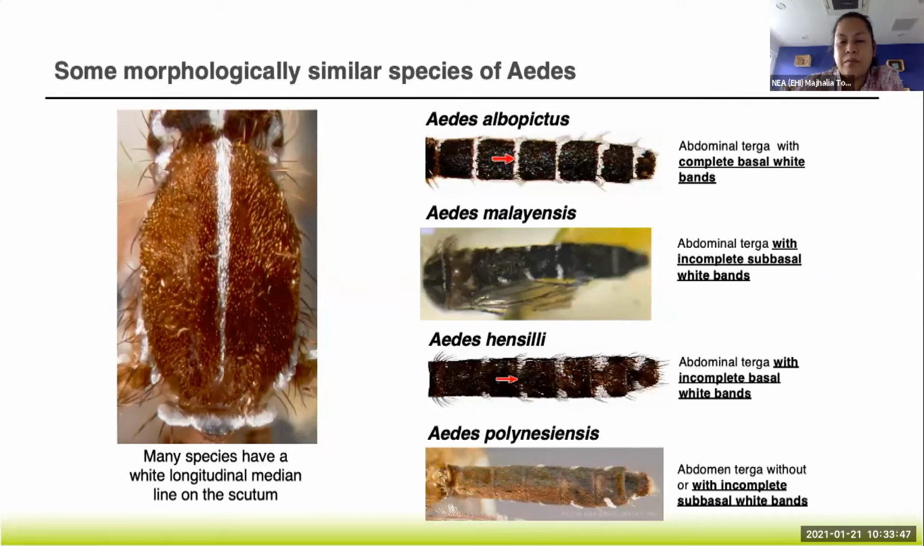But for these two at least, they do not come together here, but they do come together in the Pacific Islands. So I would suggest that you be more familiar with the different kinds of mosquitoes present in your country, as there may be some species that are morphologically similar and can confuse and make your identification inaccurate.